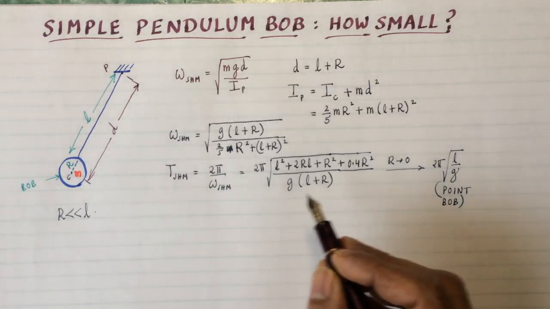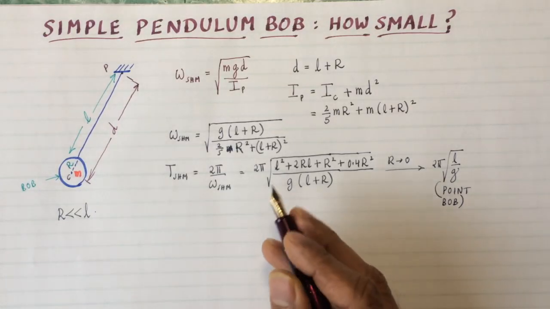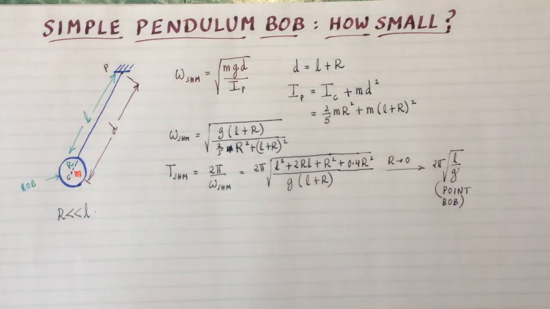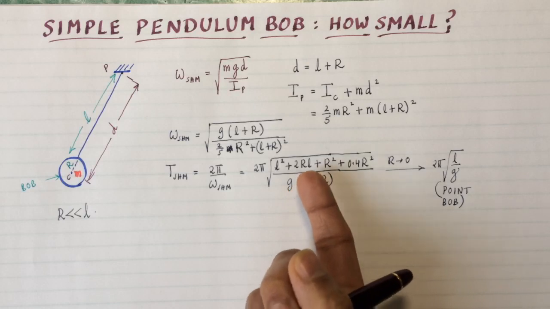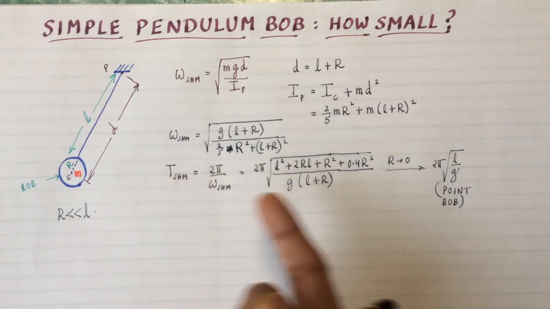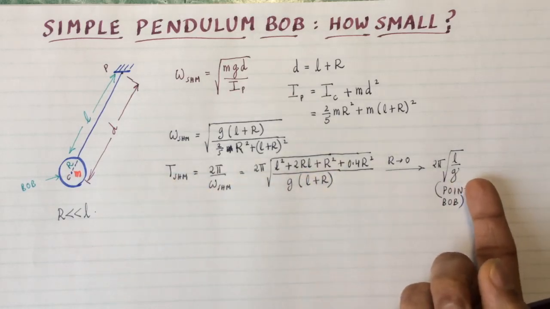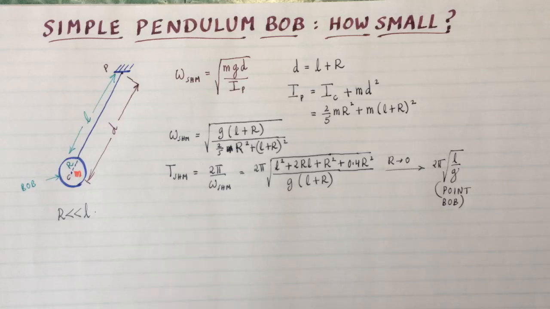What I want to analyze in this video is how small can you make this to get some suitable error from that point bob approximation, like say a 5% error. How big can that bob be in relation to the string to be only off by 5% from this point bob? Let's make that our goal.